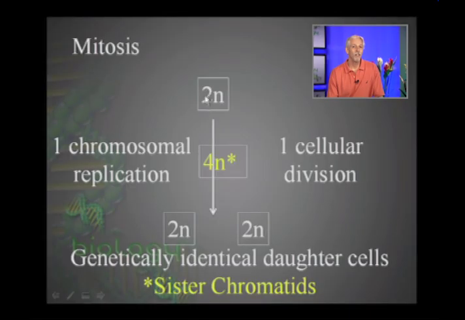Okay, so the idea here is that a diploid cell doubles the chromosome number and is eventually going to separate those chromosomes into 2 identical halves and then divide the cell in 2. That's why we end up with 2 identical chromosomes at the end of the process.